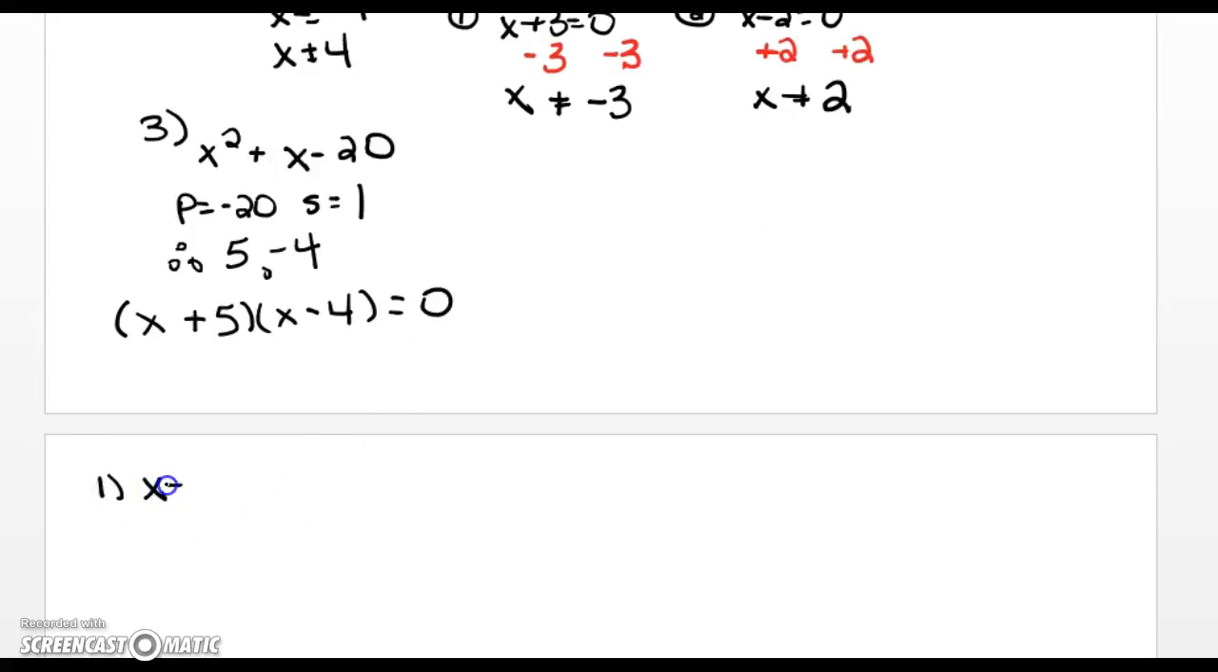So we have x plus 5 is equal to 0. We're going to get rid of this add 5, so we're going to subtract 5. And here we have that x cannot equal negative 5. Then for our second factor, we have x minus 4 is equal to 0. To get rid of minus 4, we want to add 4.